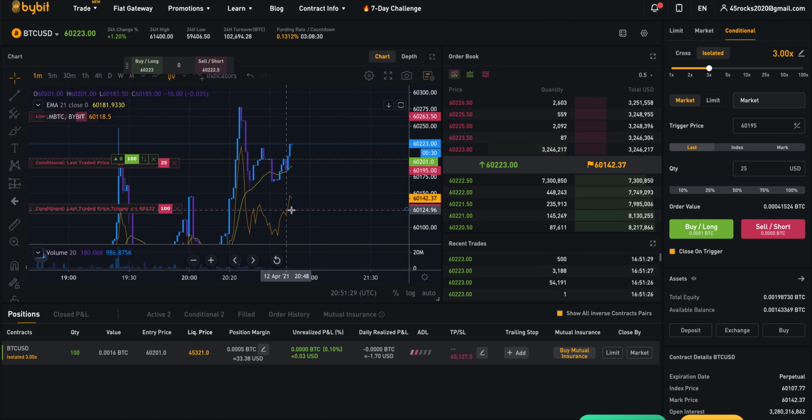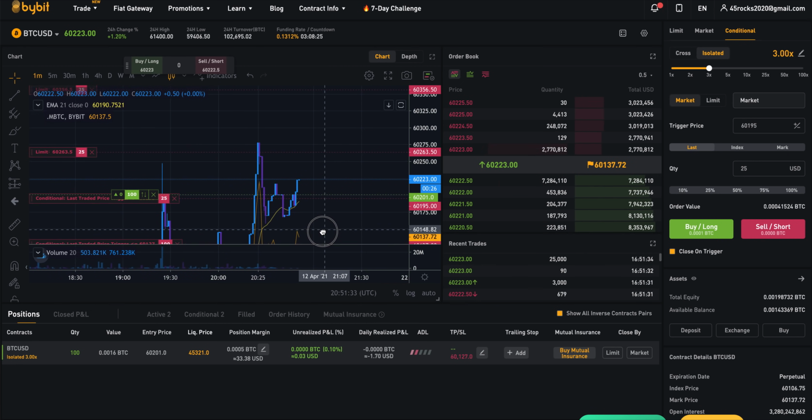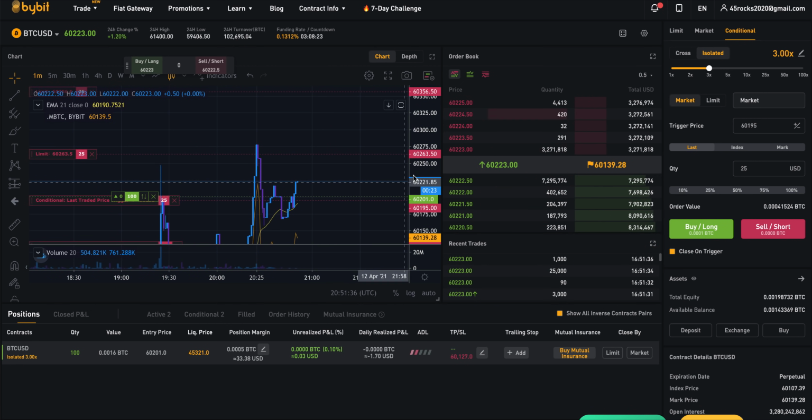I don't have to worry about going into a short position when these stop losses get hit. You have to be careful with that if you don't click close on trigger.